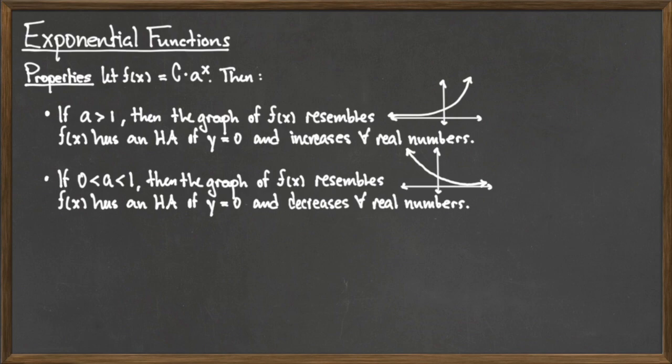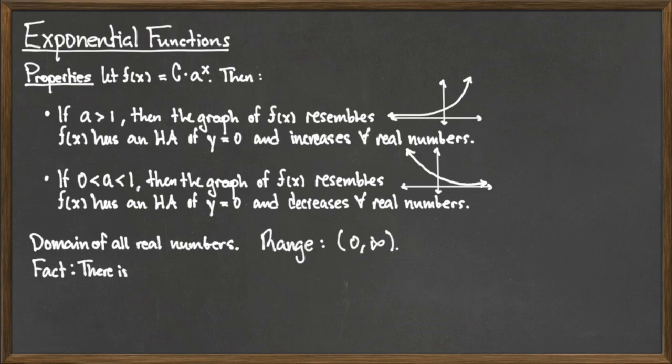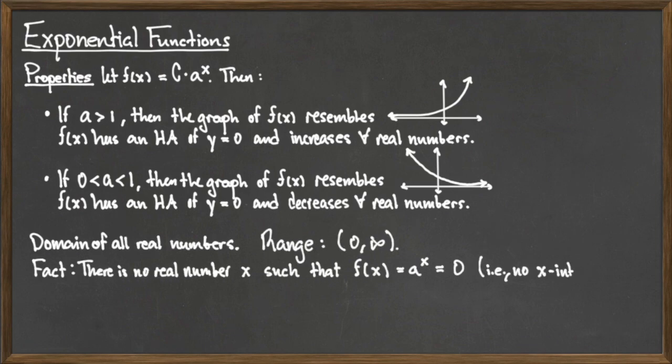The other alternative is that our base a is between 0 and 1, like in the previous slide when we had bases like 1/2 or 1/3. When this happens, our graph is going to resemble this decreasing curve, or this mirrored curve from the one that we had above. This graph still has a horizontal asymptote of y equals 0 and is going to decrease for all real numbers. But in either case, both functions are going to have a domain of all real numbers and a range of 0 to infinity.